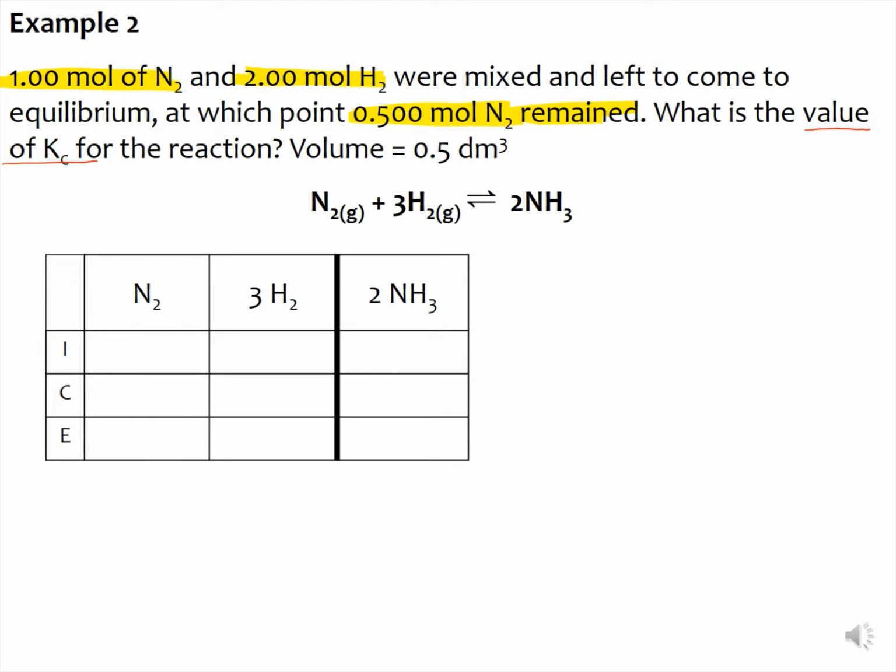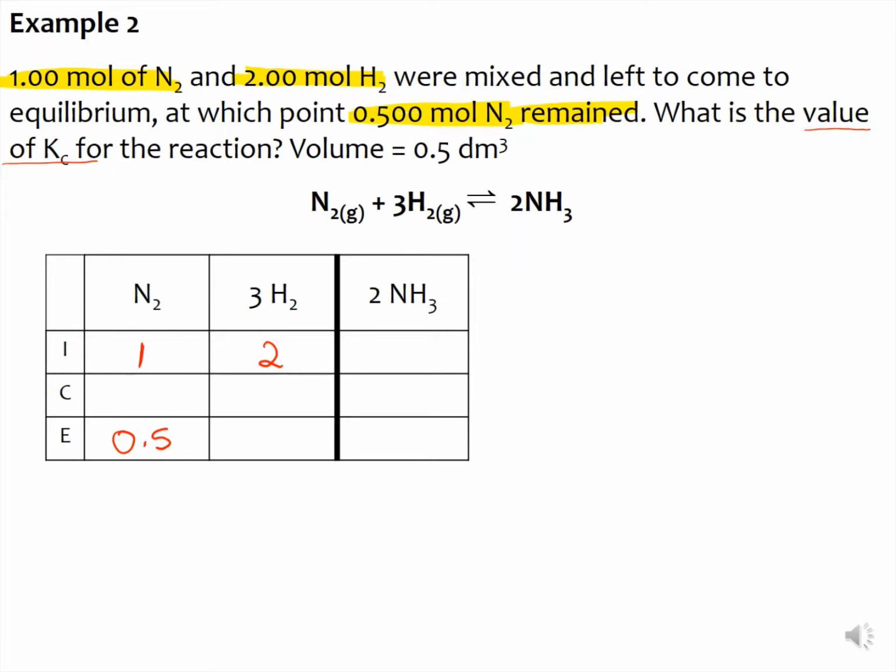So it says 1 mole of N2, so we put a 1 there. It tells us that we have 2 moles of H2. Now the fact that it's 3H2 in the calculation doesn't affect how many moles we have, so we just put 2 in there. Now these are mixed and left to come to equilibrium, and at that point we have 0.5 moles of N2 remaining.